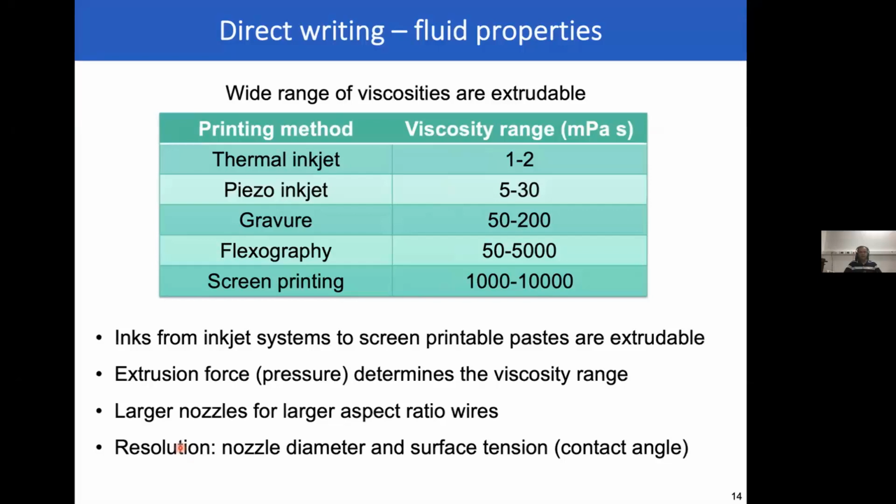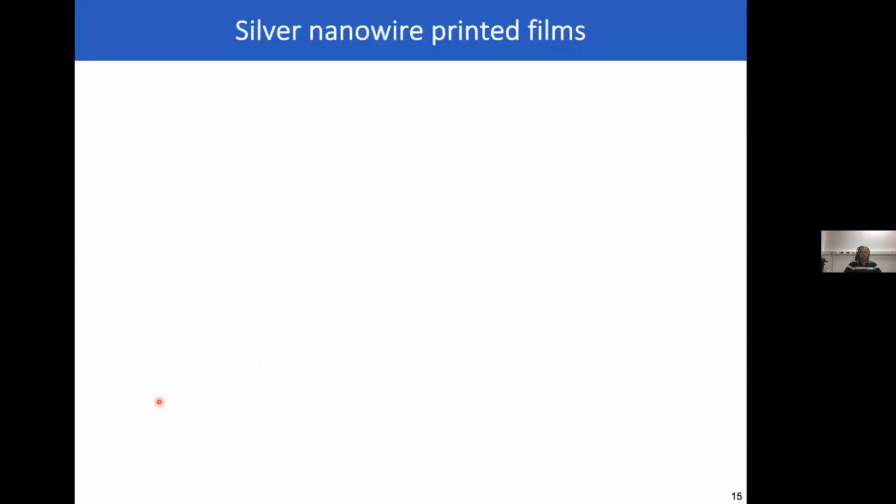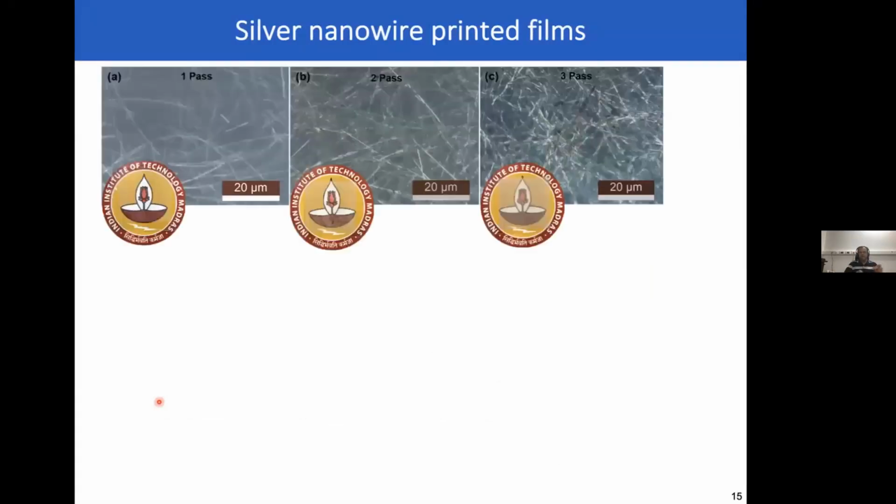But for the kind of applications that we are interested in, this has really not been an issue so far. So I've told you that we can have silver nanowires. We can make dispersion, which we can actually then print. So let me go ahead and show you some of our results.